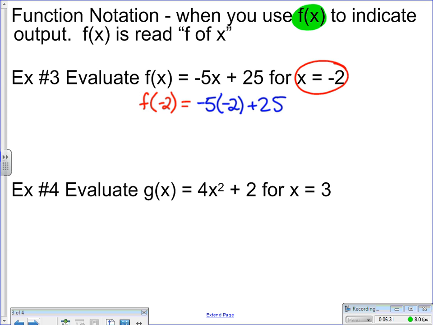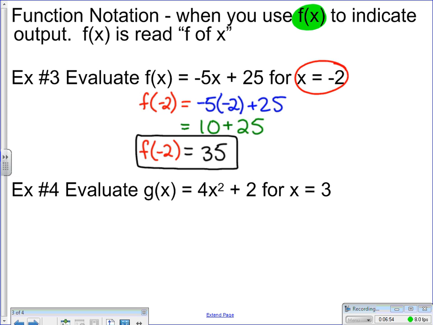So, -5 times -2 is +10. Add that to the 25, and I'll get 35. So f of -2 is equal to 35. That's your answer.